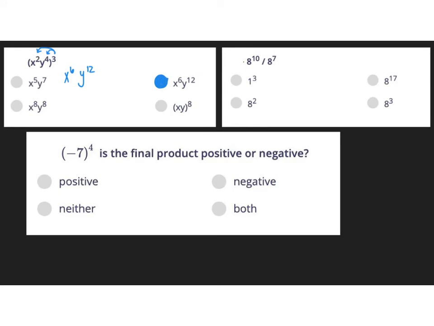Okay. To the right, 8 to the 10th divided by 8 to the 7th. We are subtracting, 10 minus 7 is 3, so this becomes 8 to the 3rd. The next one is, is the final product positive or negative? We look at our exponent. This is even, so it's going to be positive. All right, check your work, and let's move on to the next one.